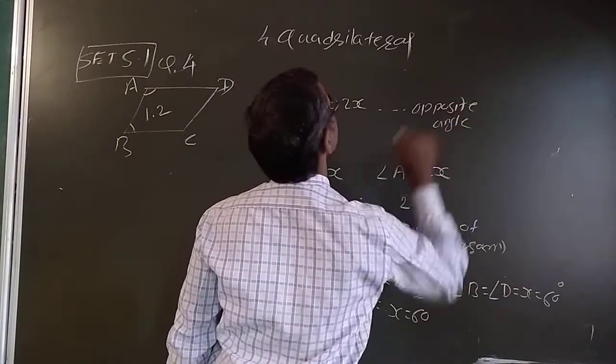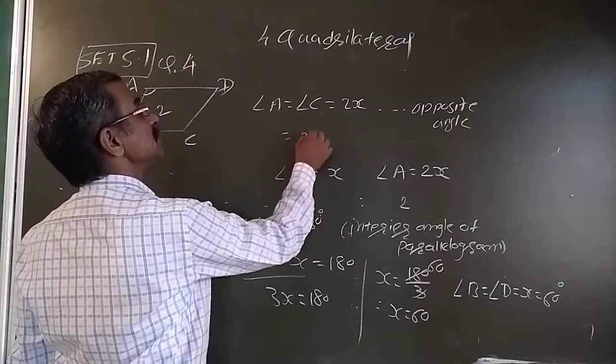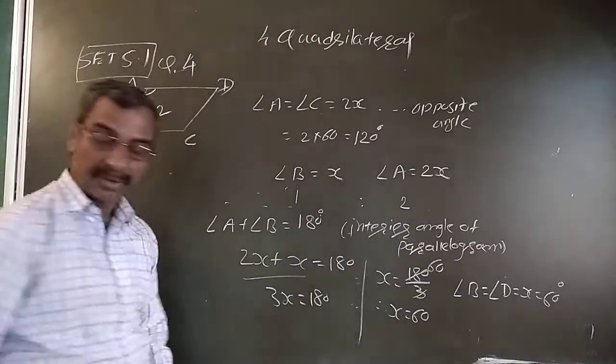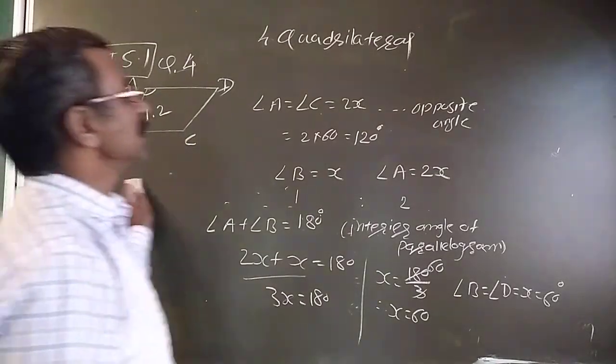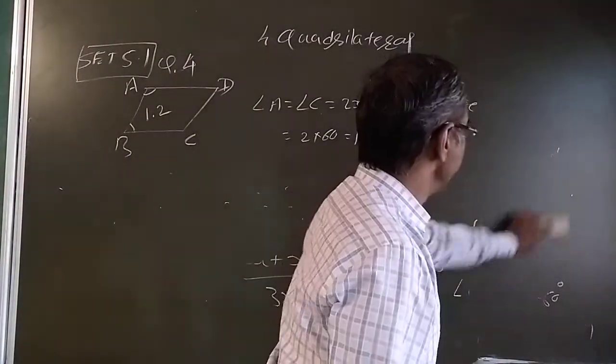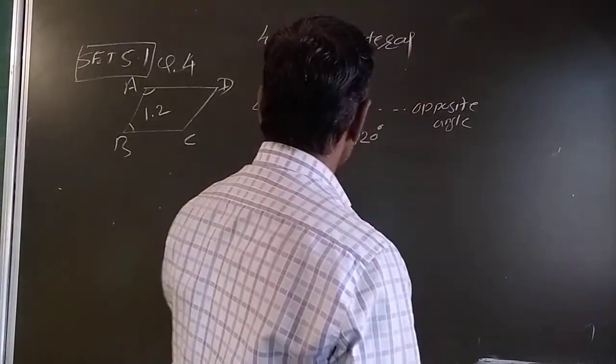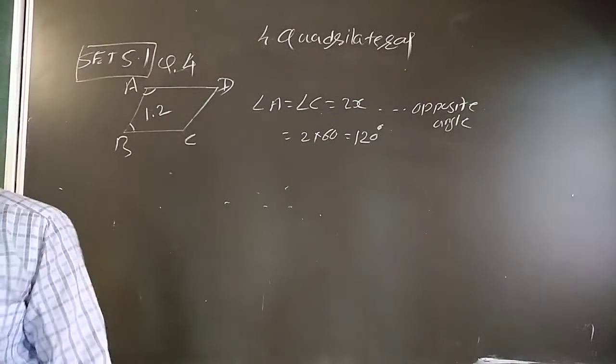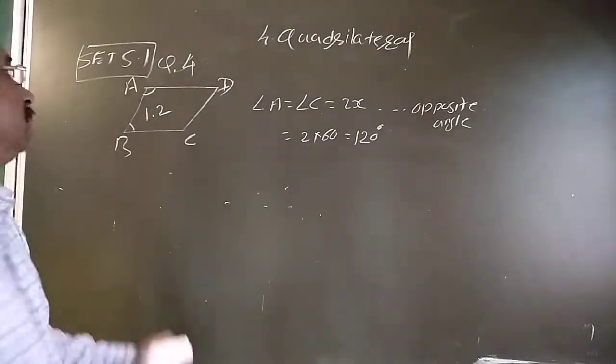Then, by putting the value of x, that is 60 degrees, the total 4 angles we calculated here are 60 degrees, 120 degrees, again 60 degrees and 120 degrees. These are the 4 angles of the parallelogram.